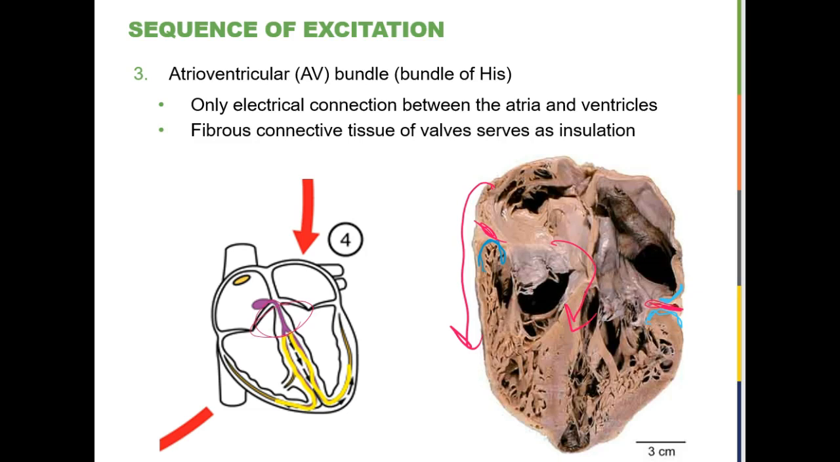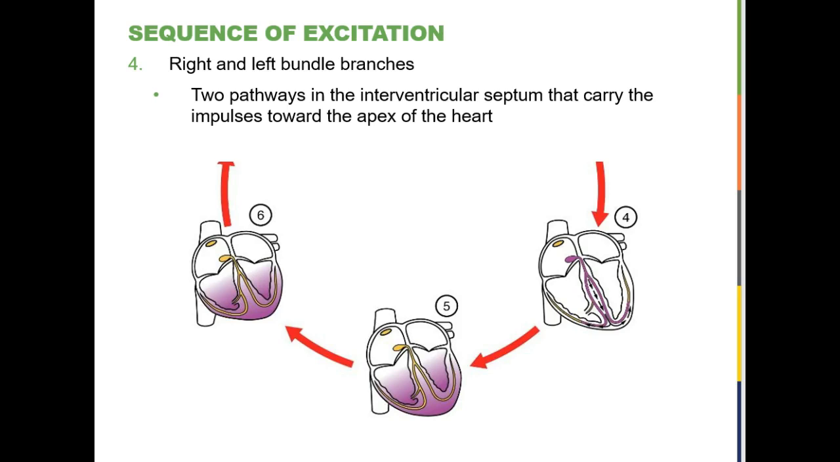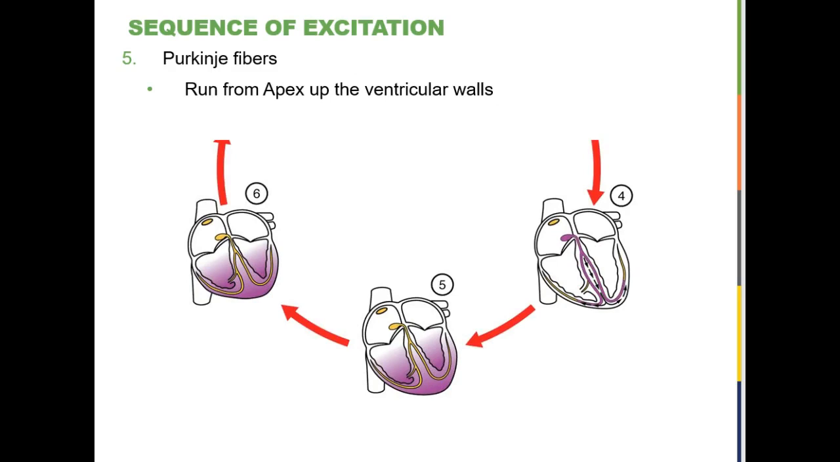So AV bundle next, then into the two bundle branches. So here, that's this part here where the bundle branches are purple. Then it goes up the Purkinje fibers, and they depolarize the walls of the ventricles. So when we're here, this is number 5, that's 5 here. Now our ventricles are uniformly depolarized. Now they are going to contract.